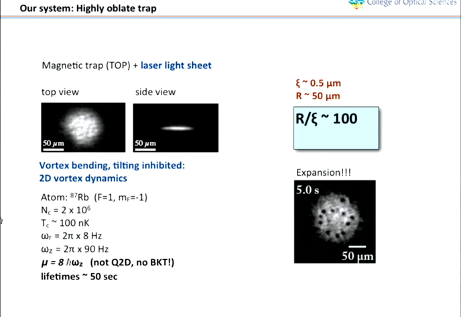I'll be showing you a bunch of pictures of condensates with vortices in them. If they're experimental pictures, like this one, they're all taken in expansion. We have to release the condensate from the trap in order to see the vortices and their distributions.